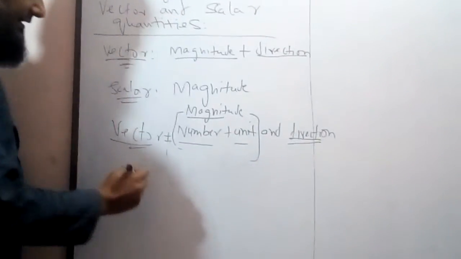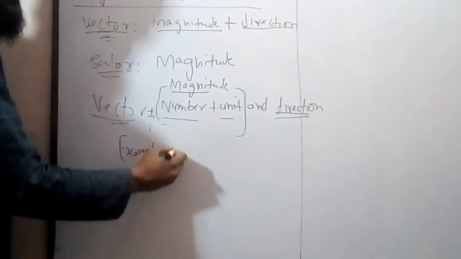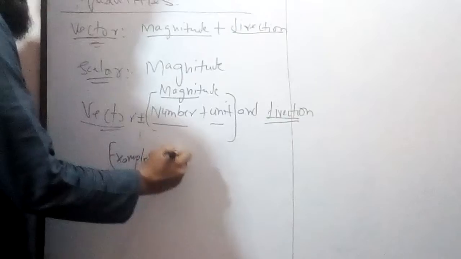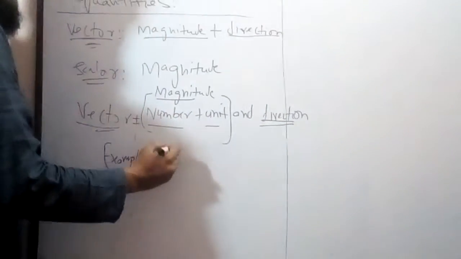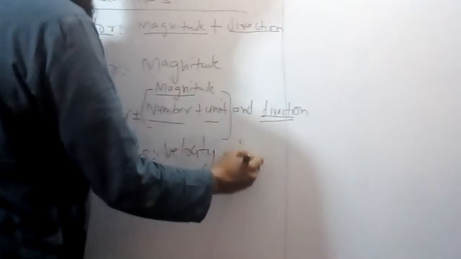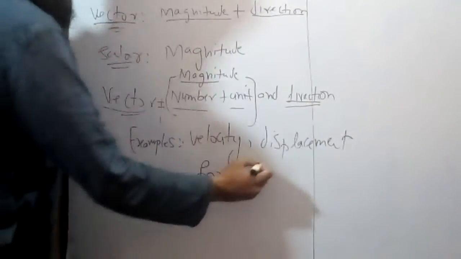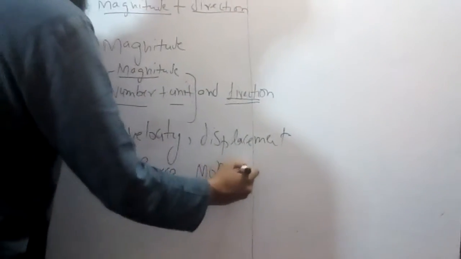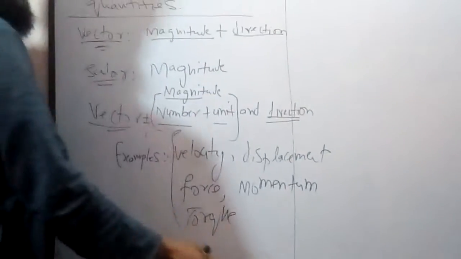Now I am writing some examples of vectors. What are the examples of vector? Velocity, displacement, force, momentum, torque. Now these are the vector quantities.